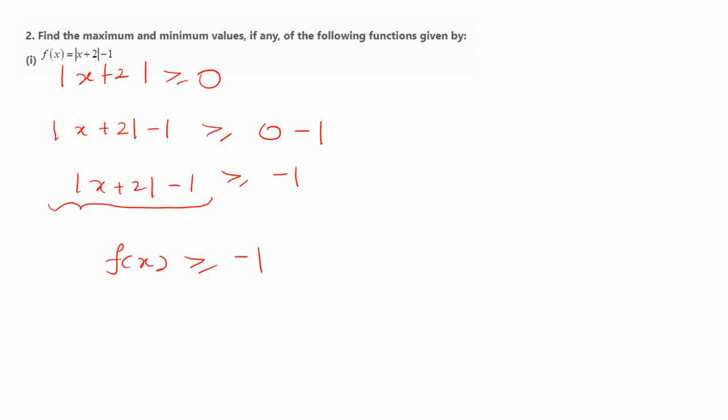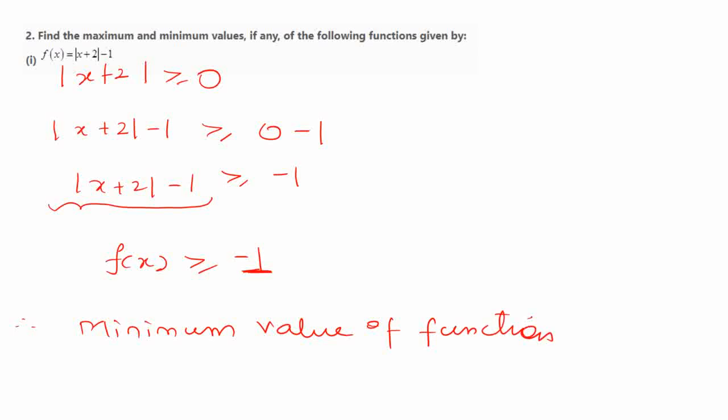So the maximum and minimum values of the function we should find. So here we can see f of x is greater than or equal to minus 1. That is, the function has minimum value minus 1, but there is no maximum value. So therefore we can write, minimum value of the function is minus 1, and there is no maximum value.